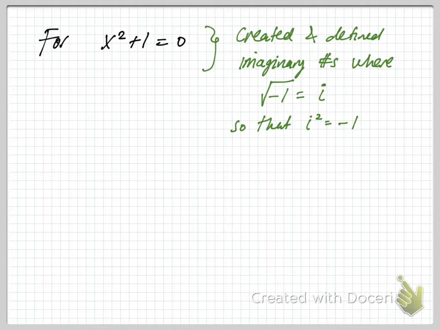And by doing that, we were now able to say, okay, if i equals the square root of -1, then by the properties of square roots, when I square it, I should get what's inside of it. So when I square it, I should get -1.